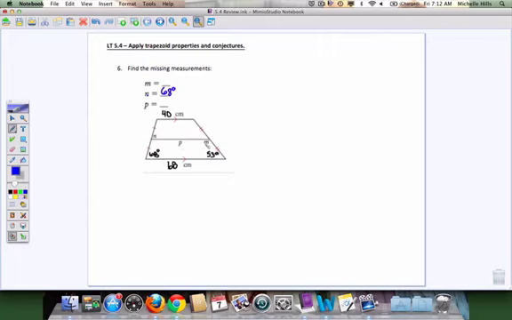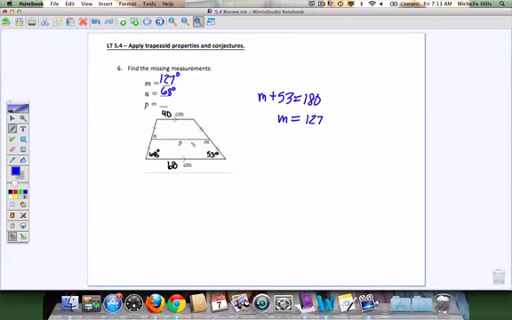Now, m, well, angle 1 here would be corresponding with 53, but we also know from the work we did in this unit that these two just very directly have to be supplementary. So m plus 53 equals 180, which means m equals 127. So m is 127 degrees.